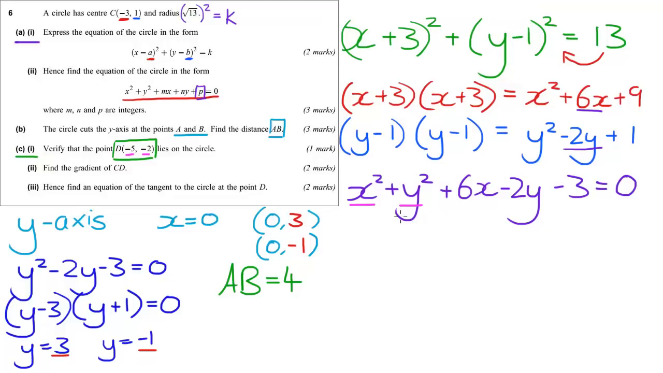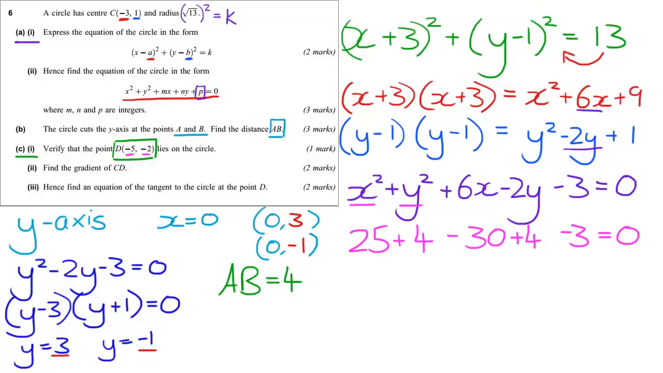So because it's here, let's just do this one. We have minus 5 squared, 25. We have y squared, which is going to be plus 4. Then we're going to have 6 times minus 5, so minus 30. Minus 2 times minus 2 is plus 4. Minus 3 doesn't change, and 0 doesn't change.